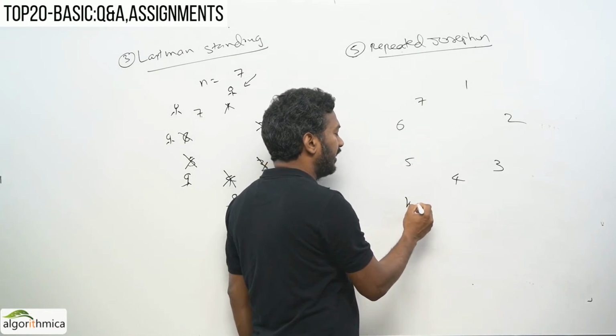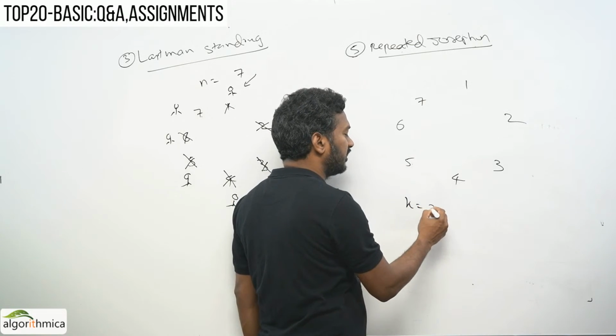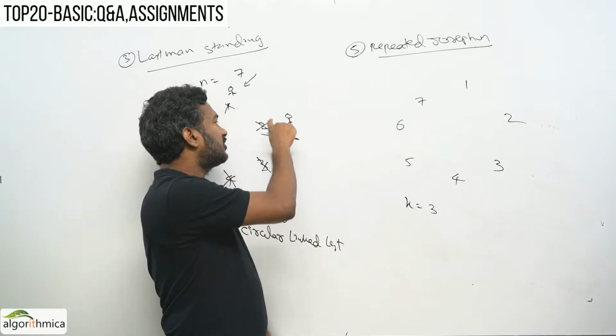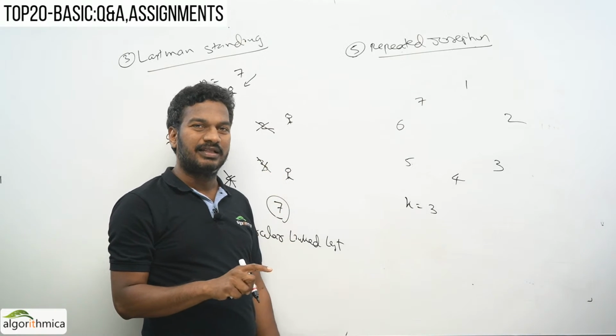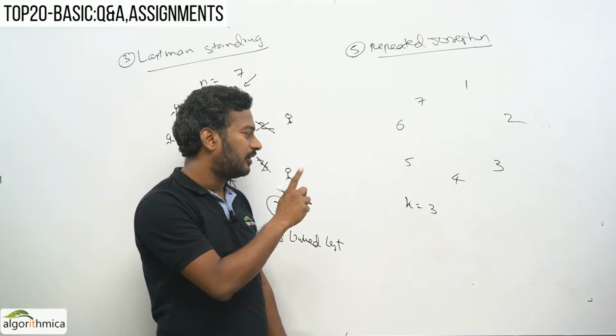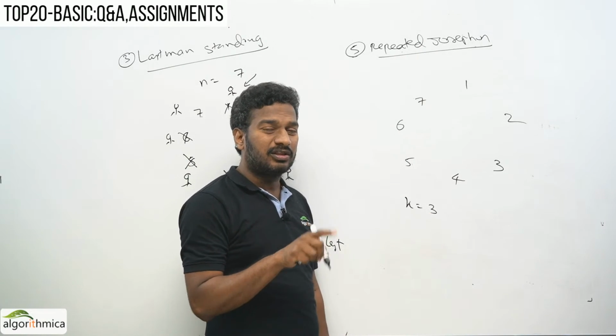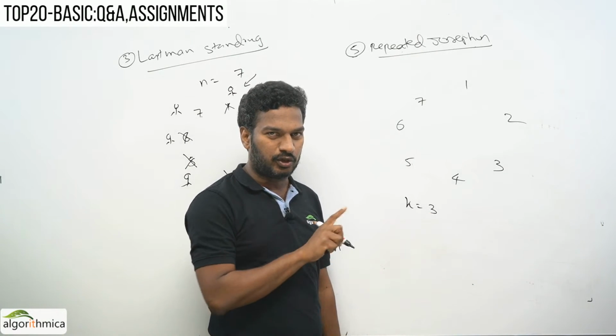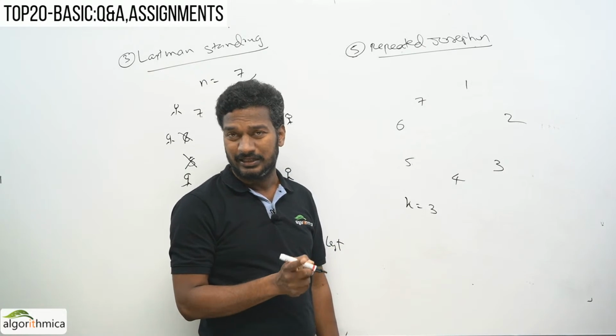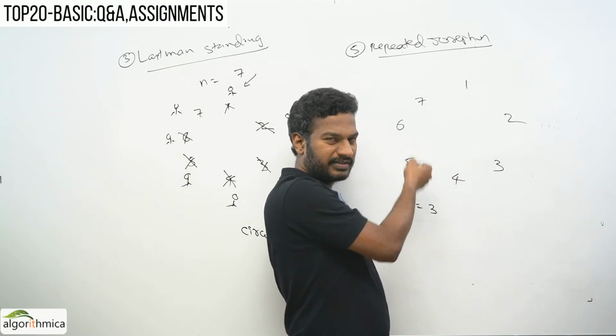I'll take K equal to, for example, 3. In the previous problem, first you are killing the person, then we are passing that. But here, first you have to skip, then you have to kill the Kth person. If K equals 3, every third person we have to kill. 2 people you have to skip, then you kill the third person. K minus 1 we are skipping.